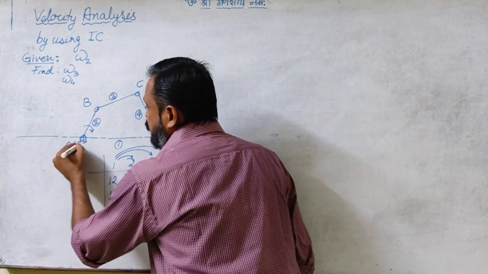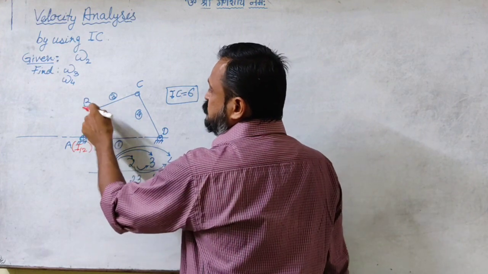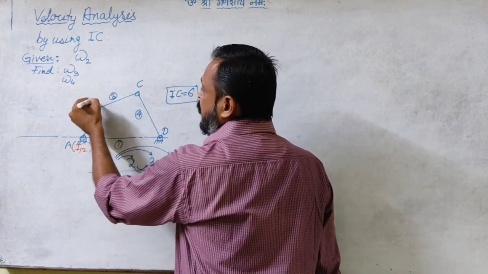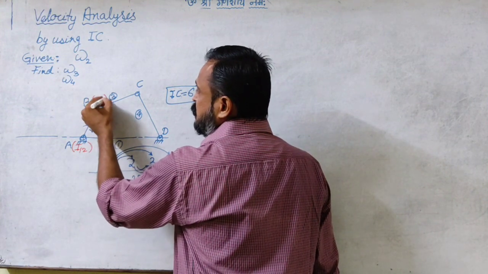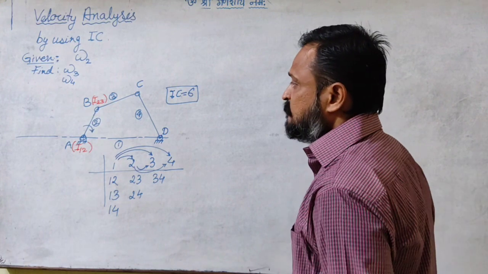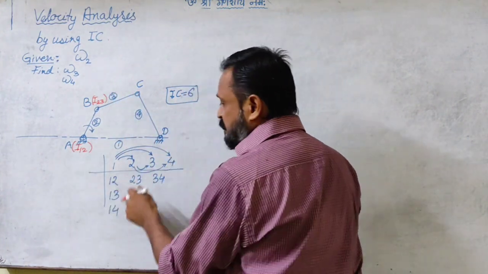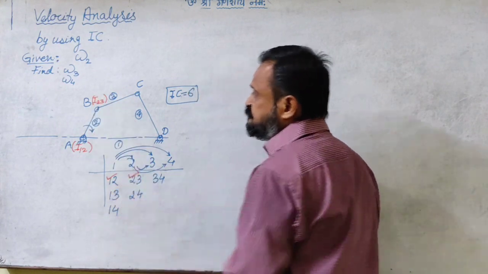Now the instantaneous center between 1 and 2 is A, which we name as I12. B is a joint between 2 and 3, so this point is as well an instantaneous center, I23. We are going to mark them on this chart. So 1 2 and 2 3 is done.